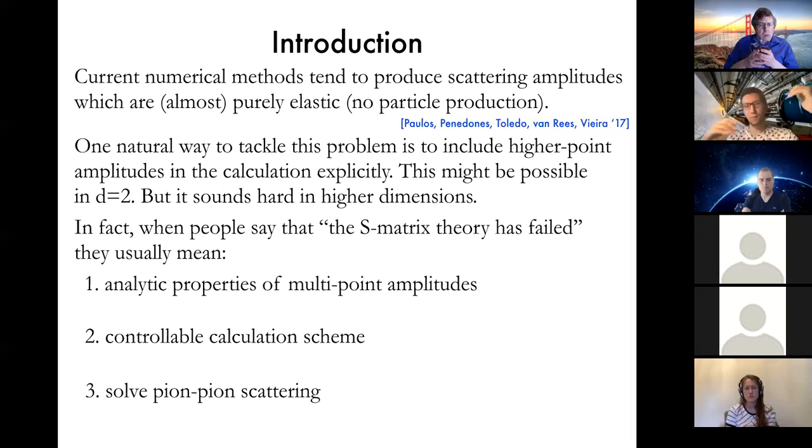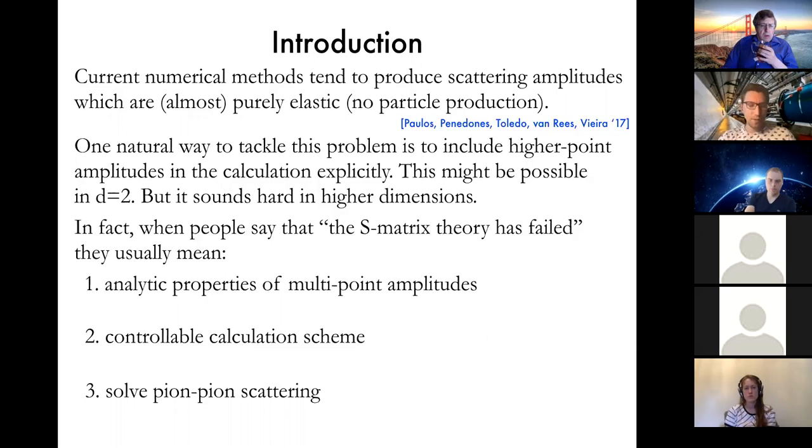In fact, you have probably often heard people say that S-matrix theory has failed. When people say that, they usually mean different things, but I listed three. First is the general program in the 60s, which failed to understand the analytic properties of multi-point amplitudes, which is exactly what I mentioned above, something that might cure this issue with elasticity. They also failed to produce a controllable calculation scheme, which is obviously a problem. And then, of course, S-matrix theory failed to solve pion-pion scattering. That was sort of the golden standard, and QCD did much better.